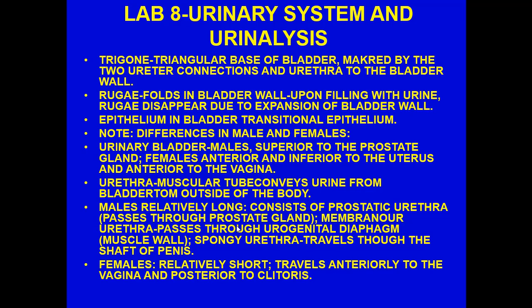Males have a relatively long urethra, which consists of the prostatic urethra, which passes through the prostate gland, the membranous urethra, which passes through the urogenital diaphragm, which is the muscle wall, and then the spongy urethra, which travels through the shaft of the penis. Females have a relatively short urethra, which travels anteriorly to the vagina and posterior to the clitoris.